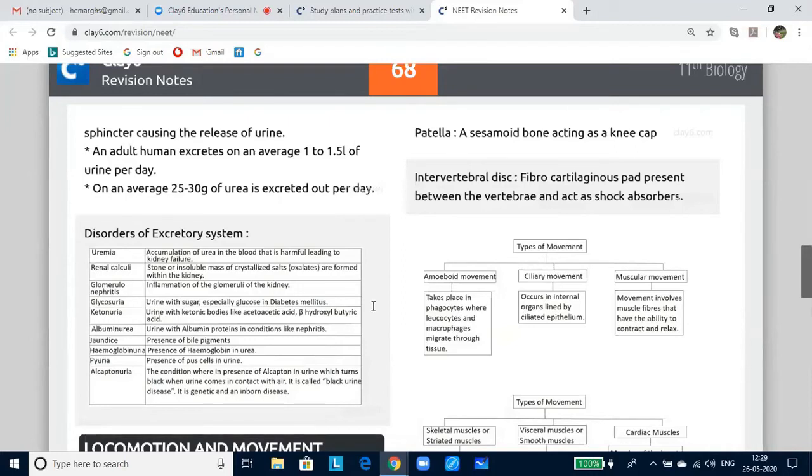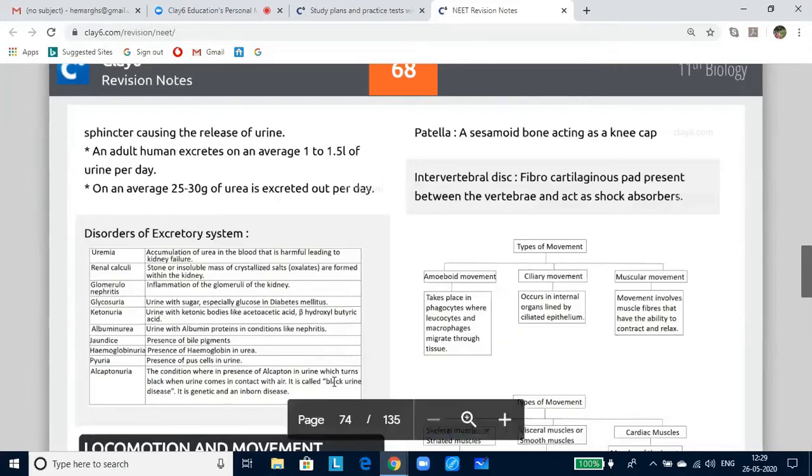Hemoglobinuria, presence of hemoglobin in urine. Pyuria, that is presence of pus cells in urine. Alkaptonuria, where there is a presence of a substance called alkapton in urine, which turns black when urine comes in contact with air, and it is called black urine disease. It's genetic and an inborn disease.